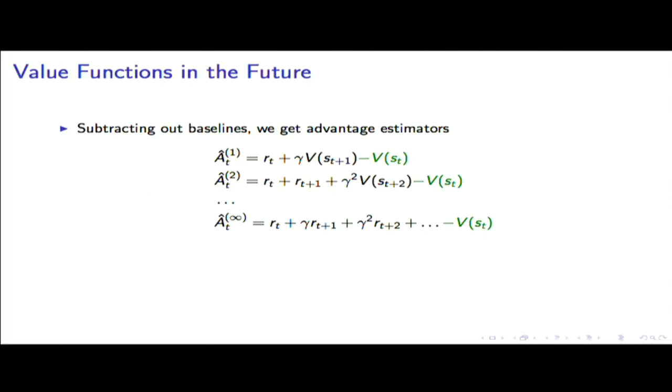And if we subtract out the baseline, or the value function at the current time step, we can get estimators of the advantage function. So that's what we're doing. It turns out if the value function V is exactly equal to V pi, or V pi with discount gamma, then these expressions are all unbiased estimators of the advantage function. But if V is wrong, if it's not equal to V pi, then these give you biased estimators. And this one is going to end up being less biased than the one on the top.